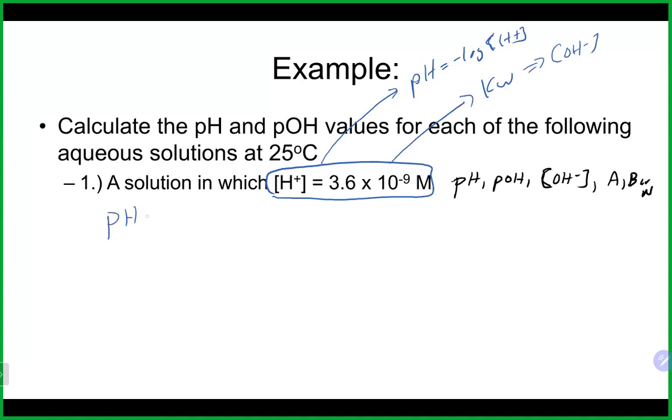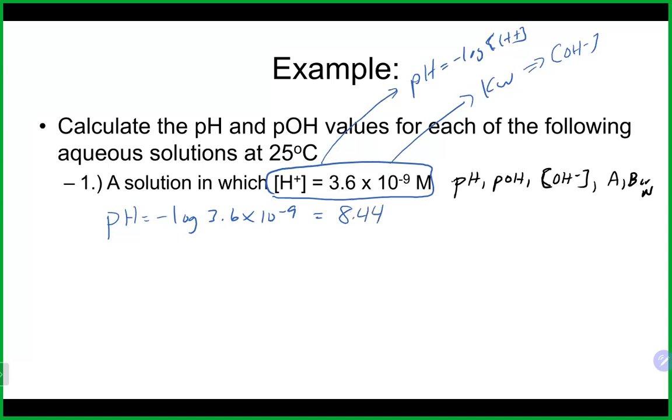I got a pH here, minus the log of 3.6 times 10 to the minus 9. And if I pop that in there, again, whichever way your calculator needs you to punch it in, make sure you do. Minus 9 here, it looks like. And that's going to give me an 8.44 as my pH in this case.